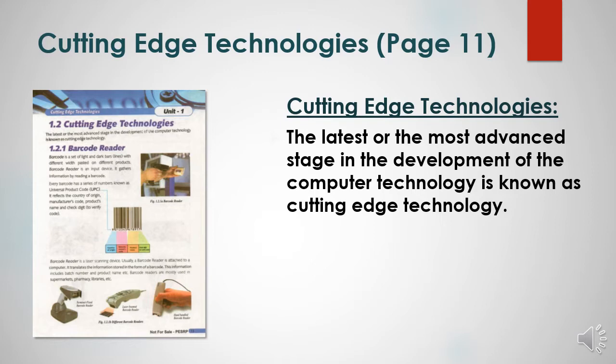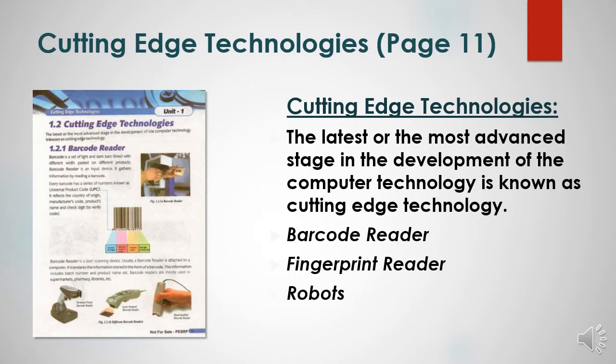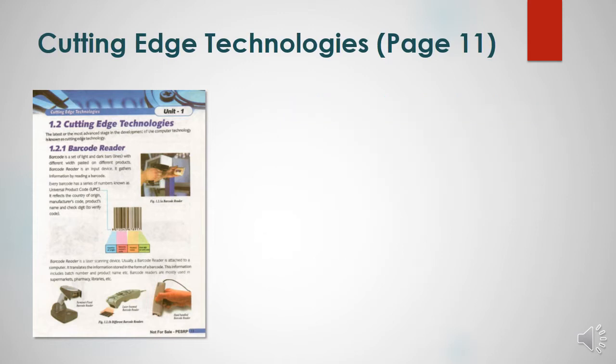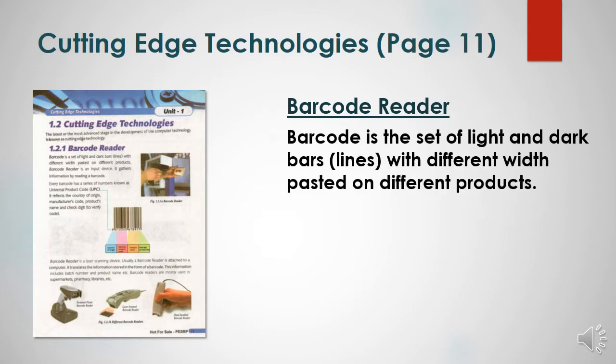In your book, we have to study about 3 cutting-edge technologies like barcode reader, fingerprint reader, and robots. Let's discuss about these cutting-edge technologies. Barcode reader. Before studying about barcode reader, we have to know that what are barcodes. So the definition of barcode is the set of light and dark bars or lines with different width pasted on different products.